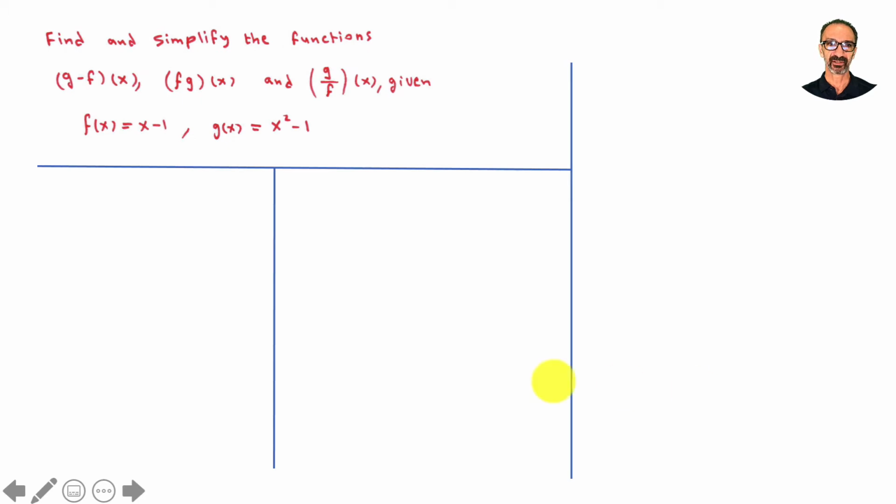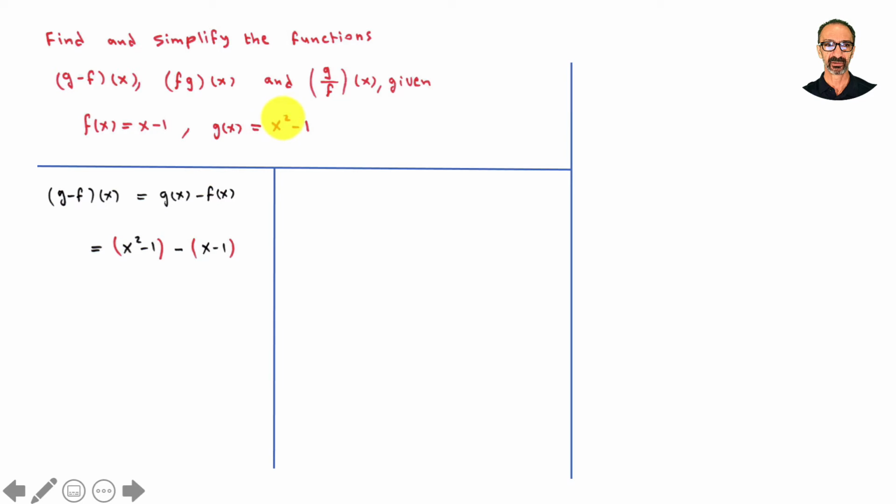Find and simplify the functions. We are looking at subtraction, product, and quotient. We'll take care of them, and for the quotient, I'll have more work for it. And as I said, usually we have to be careful on the quotient ones. For the subtraction ones, we just subtract normally. G minus f of x will be g of x minus f of x.